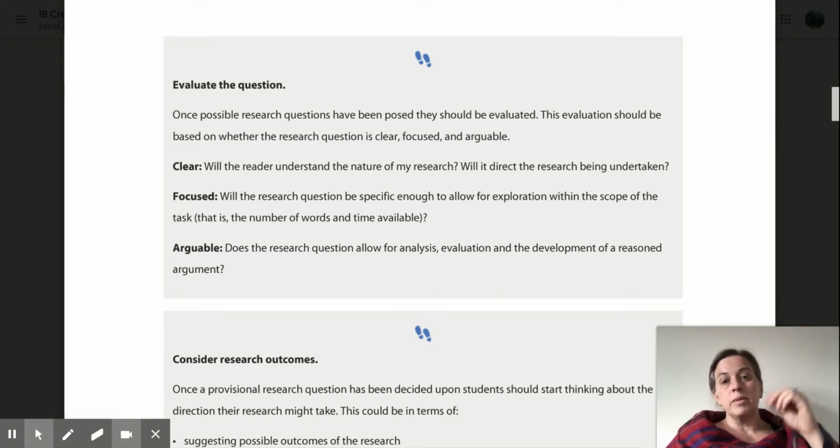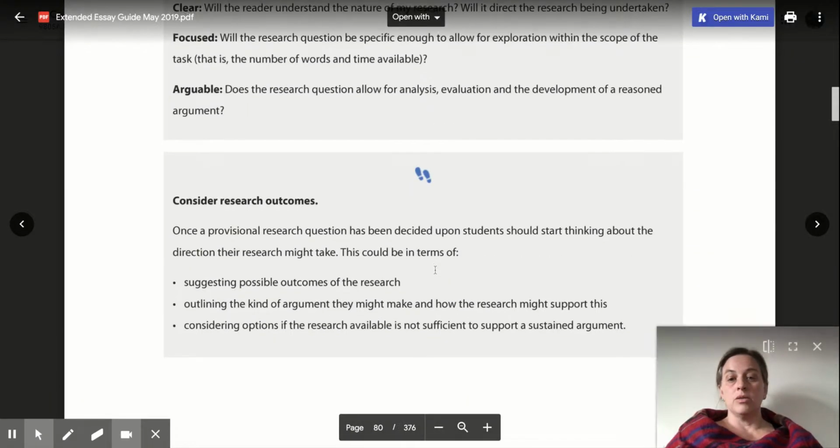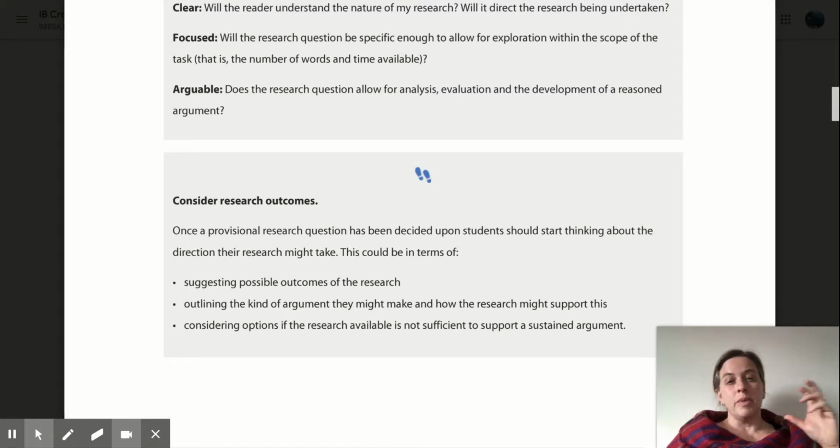Could there be multiple answers to that question? And are you going to be able to argue something specific that's backed up by evidence from your research? You want to also consider what are some possible outcomes for your research. And that will depend on if you're doing a biology paper or a history paper or an English paper. Those things are going to be different.